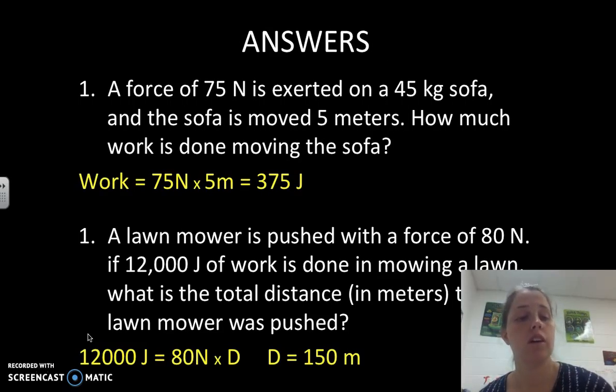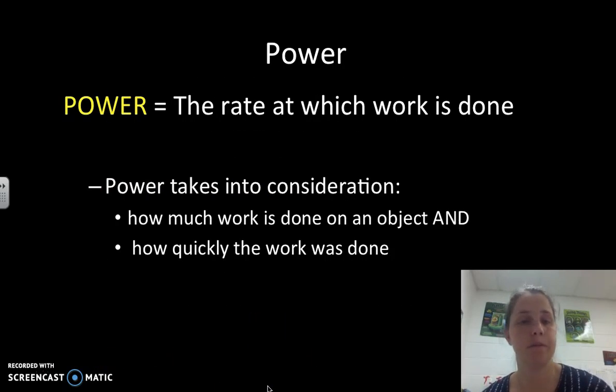So work: we do 75 newtons times 5 meters is going to equal 375 joules. And 12,000 joules is going to equal 80 newtons times the distance. We don't know the distance, so the distance is going to be 150 meters.